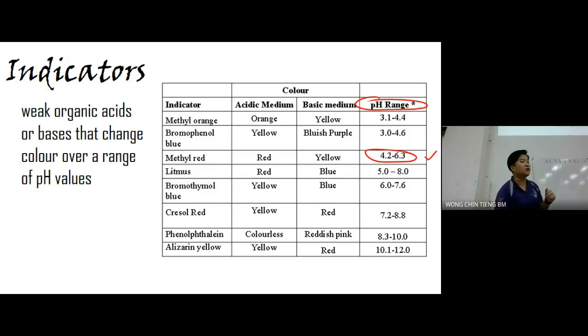Because your indicator will change color at this point. It will start to change color from 3.1 to 4.4. But if your equivalent point is 5, or if your equivalent point is 7, can you use methyl orange? No, because up to 7 is already beyond. Right? It's more than what we want. That is how we choose an indicator.